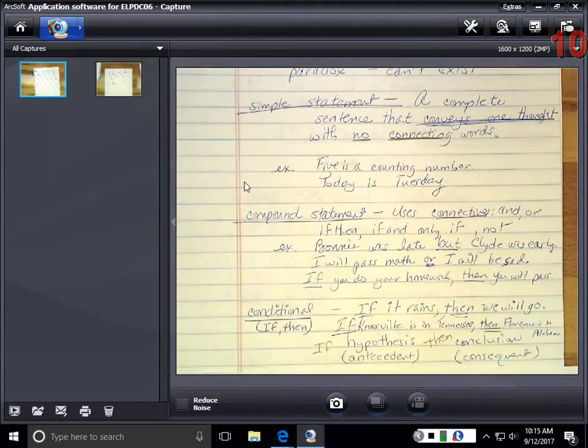So the if is the hypothesis or the antecedent. The then part is the conclusion or the consequent. That's easy to remember. The A is the if part, the C is the then part.